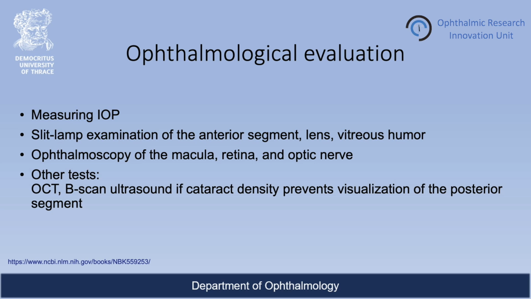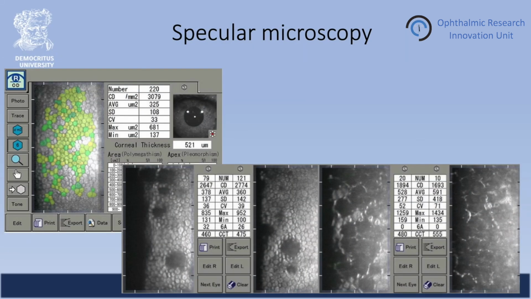Ophthalmoscopy is also performed to examine the macula, retina, and optic nerve. If the cataract is dense and prevents visualization of the posterior segment, other tests, such as OCT or a B-scan ultrasound, may be required to assess the eye's internal structures. Specular microscopy is helpful in cases of cornea guttata, where special caution must be taken to minimize endothelial strain.